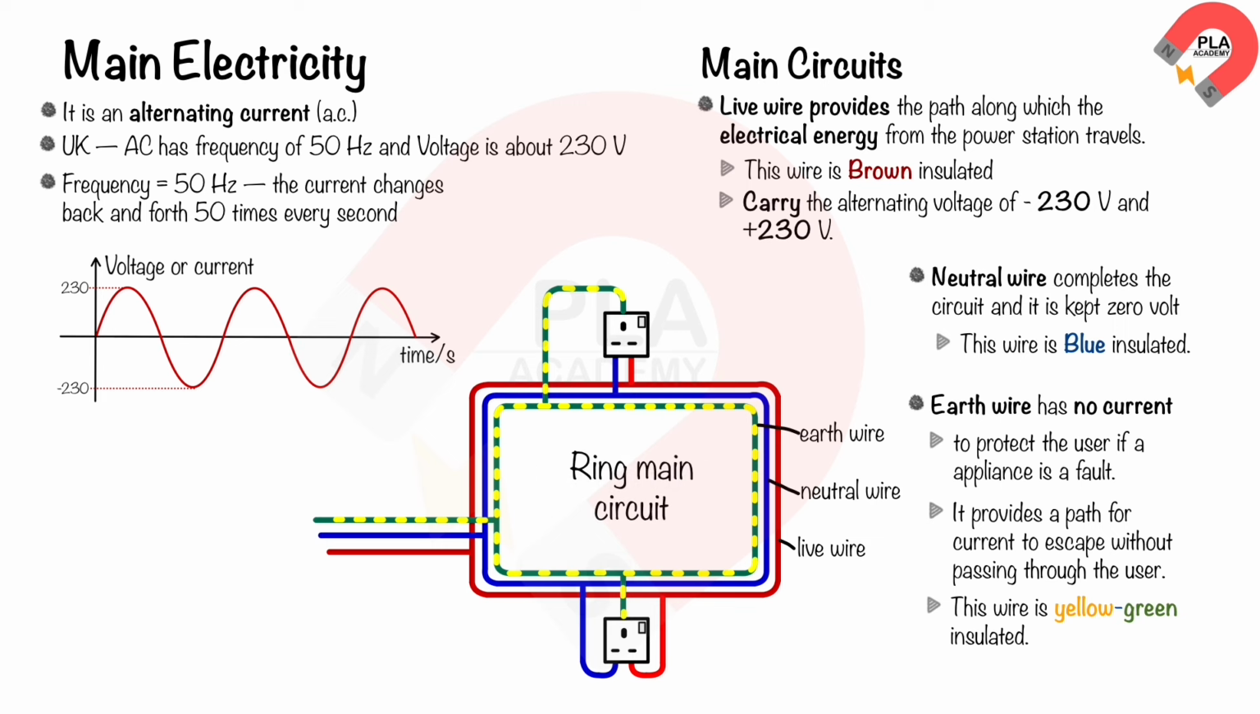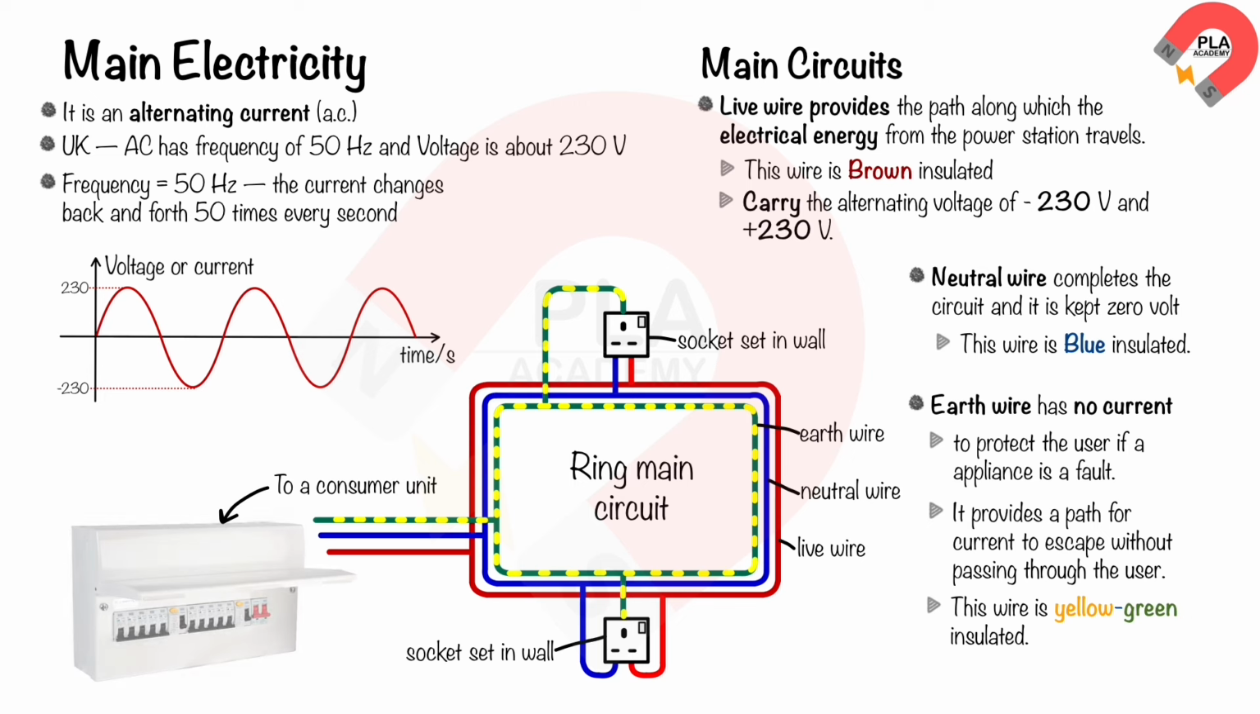Ring main circuits provide a way of allowing several appliances in different parts of the same room to be connected to the mains using the minimum amount of wiring. The figure shows the ring main circuit in a room. This is a socket set in the wall. These wires are connected to a consumer unit.